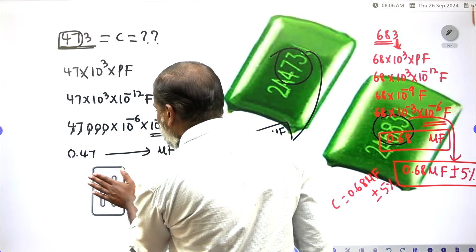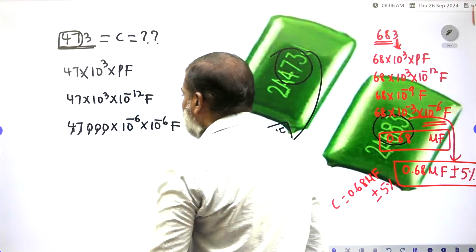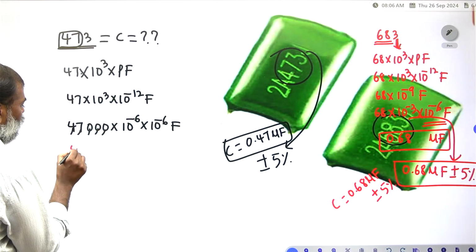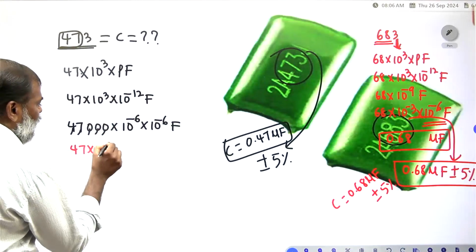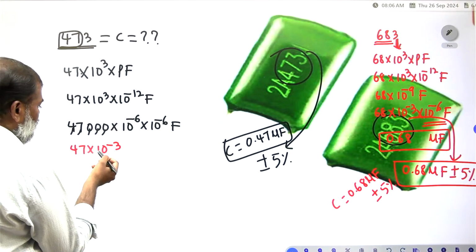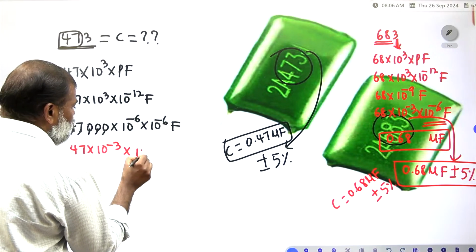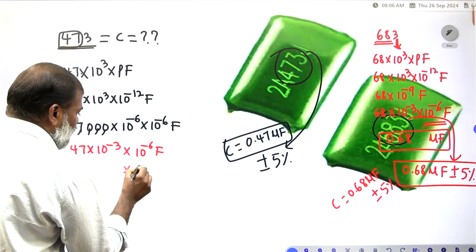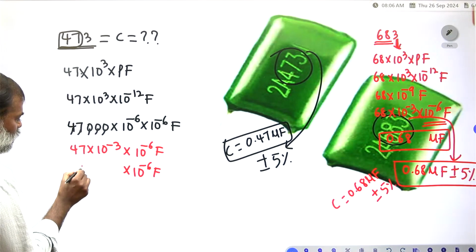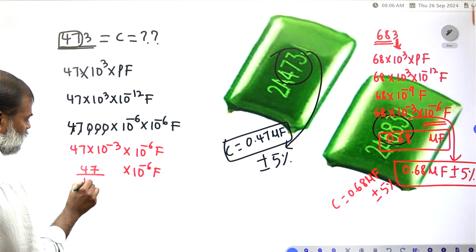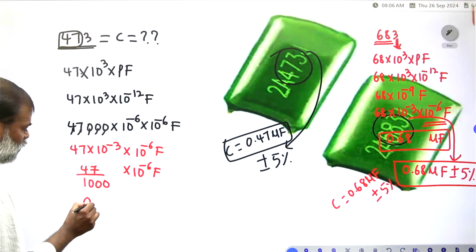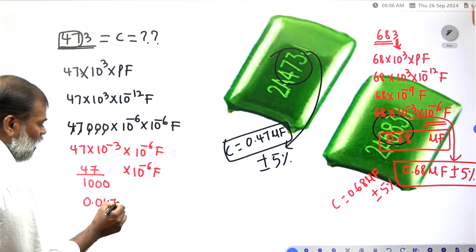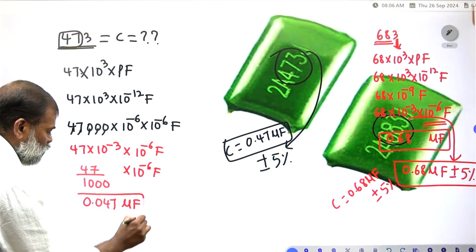How do we consider it? Once you take here, you consider 10 to the power of 3, 10 to the power of 3 gone, 47 into 10 to the power of minus 3, 47 into 10 to the power of minus 3 into 10 to the power of minus 6 farad. Into 10 to the power of minus 6 means microfarad, right? You take this one as 47 by 1000. 47 by 1000 means 0.047 microfarad. Sorry, once you take this one.